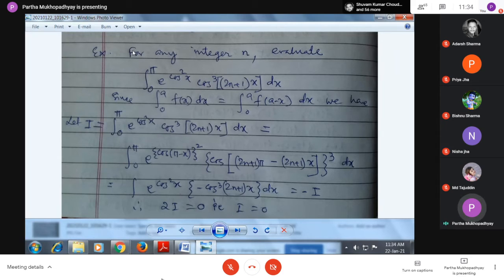And cos of (2n plus 1)pi minus (2n plus 1)x, what will be that? Cos a cos b plus sin a sin b. Sin a sin b is 0. Any multiple of pi, sin of it is 0, you know. Sin 0, sin pi, sin 2 pi, all are 0. So the sin part is 0. And cos a cos b. Cos of (2n plus 1)pi, what will be that?